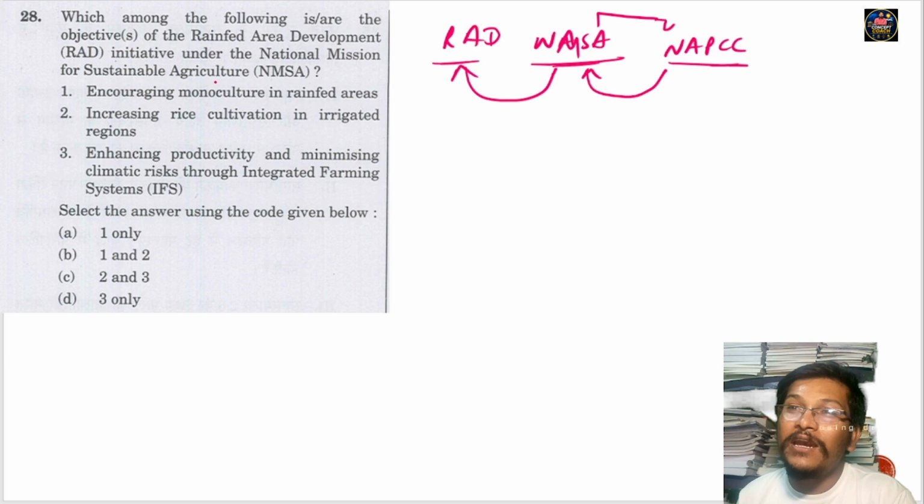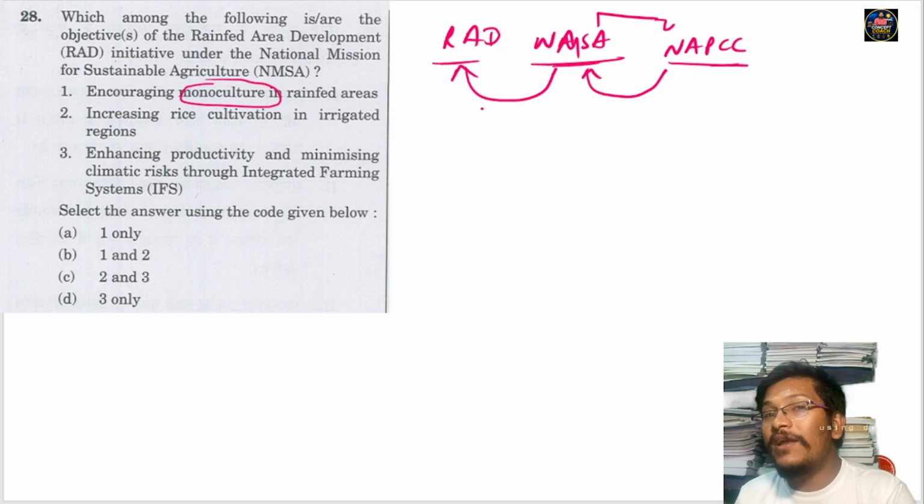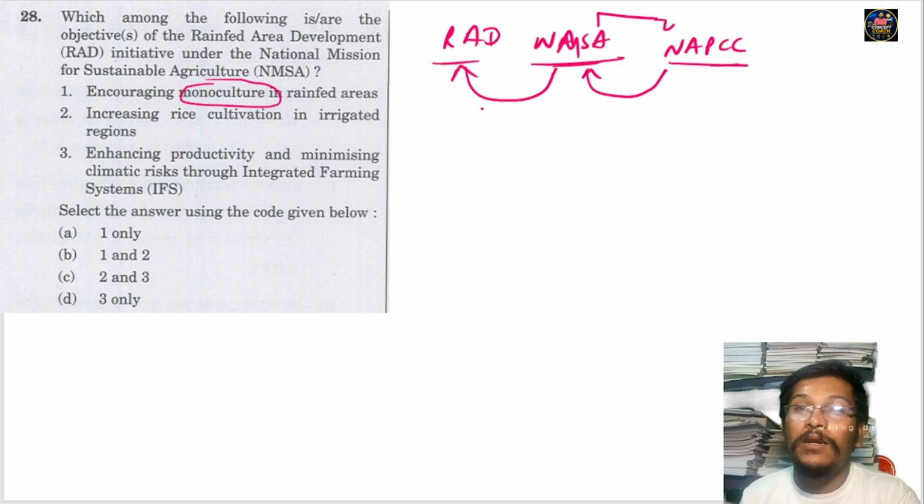This is not the goal of rainfed area development, because here the key term involves monoculture. This is not the aim of rainfed area development. The main focus area of rainfed development is diversification of crops, because the main aim is to protect the farmers from the loss of their investment. So how can we achieve that?